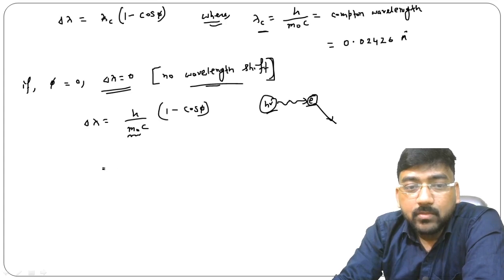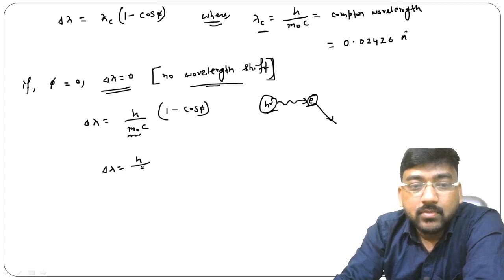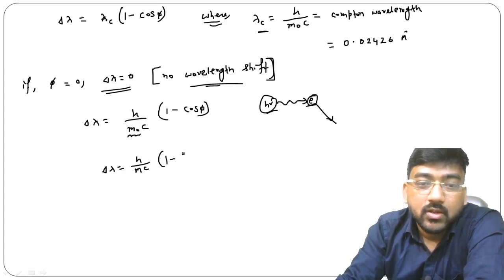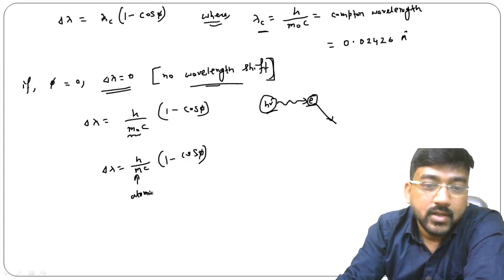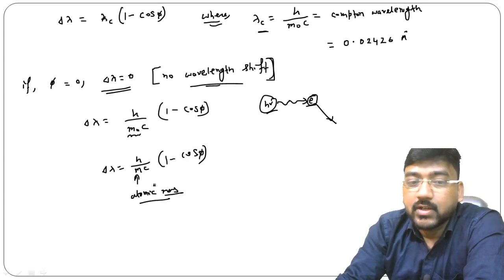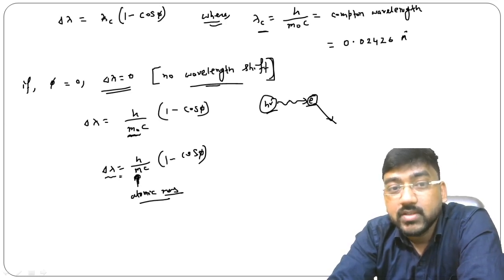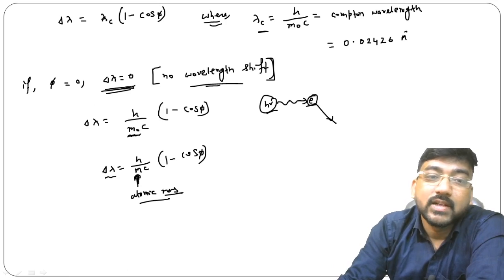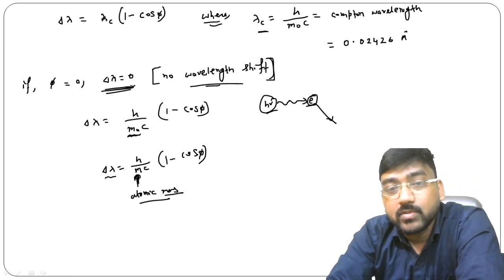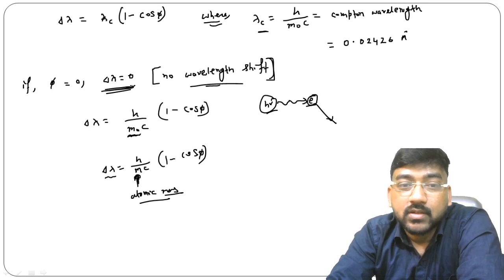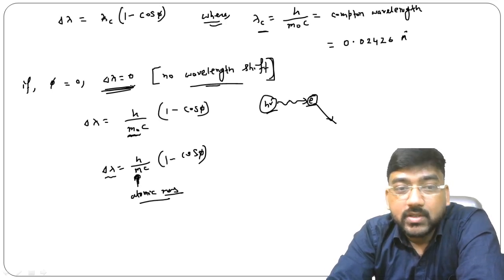In that case, delta lambda will be nothing but h upon mc into 1 minus cos phi, where m is the mass of the atom, the atomic mass. Now this atomic mass is too high with respect to the electron, because the electron mass is very negligible. So if the atomic mass is too high, then this delta lambda will be too small to measure, so it is not measurable. In that case you will get delta lambda as 0. So if the binding energy of the electron is too high, you will always get no wavelength shift.